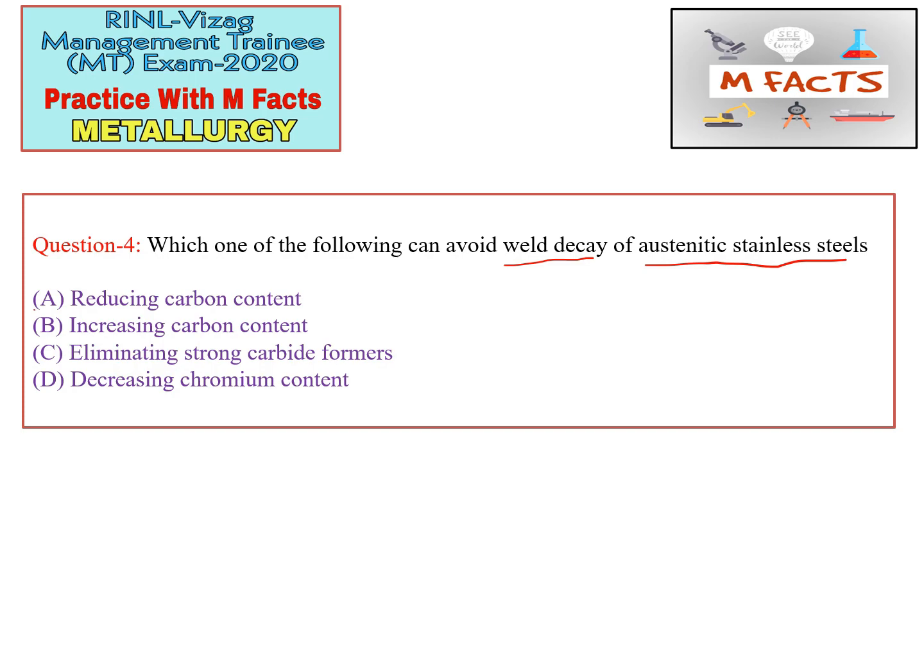So for this question we will see what can reduce this type of problem, or what can avoid the weld decay of austenitic stainless steel. How we can avoid the weld decay of stainless steel. Okay, so the first point is the carbon percentage. If we are able to reduce the carbon level in austenitic stainless steel up to 0.05%, we can avoid this phenomenon.